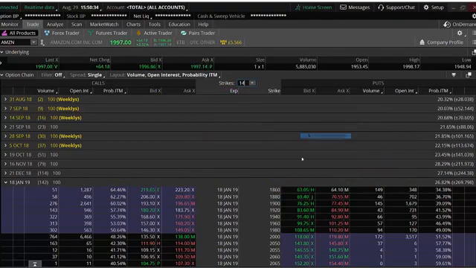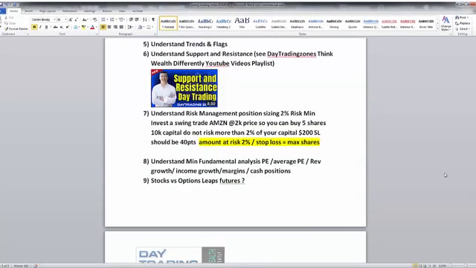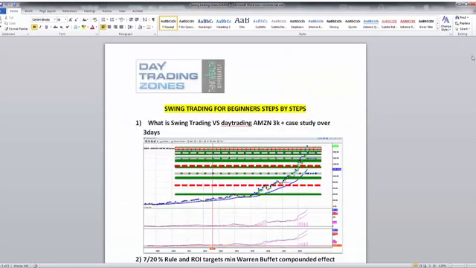Those 10 rules are 10 basic rules that go a little deeper for you to start trading and position trading and swing trading for success. And hopefully this is helpful.